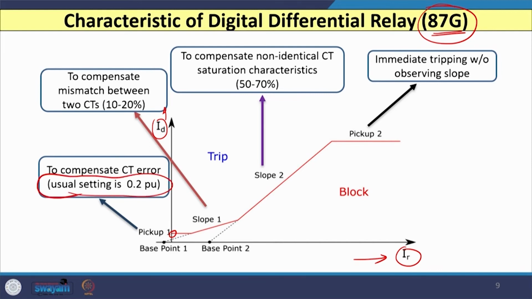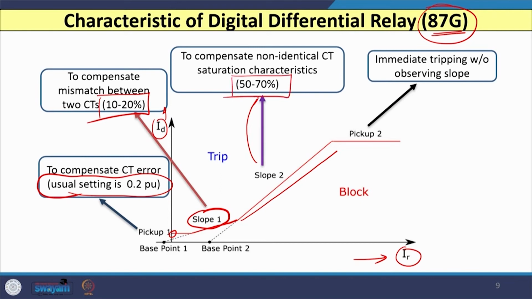Then you have 2 slopes, because this is a dual slope differential characteristic. Slope 1 is meant to compensate mismatch between the 2 CTs, and its setting is usually in the range of 10 to 20%. Then you have the second slope, which is used to compensate the non-identical CT saturation characteristic, and its setting is usually in the range of 50% to 70%.